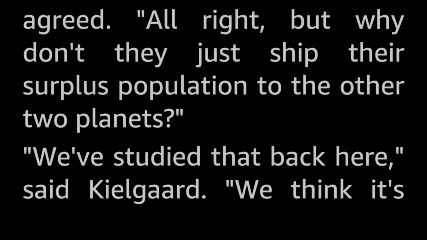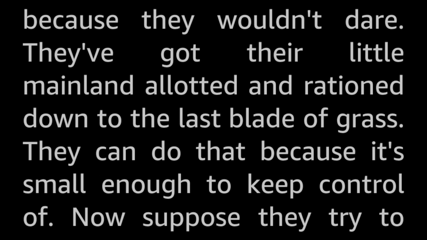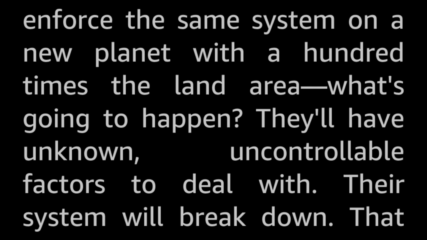We've studied that back here, said Keelguard. We think it's because they wouldn't dare. They've got their little mainland allotted and rationed down to the last blade of grass. They can do that because it's small enough to keep control of. Now suppose they try to enforce the same system on a new planet with 100 times the land area. What's going to happen? They'll have unknown, uncontrollable factors to deal with. Their system will break down.